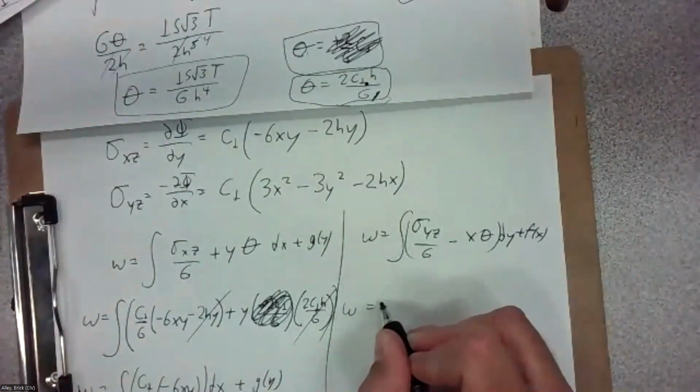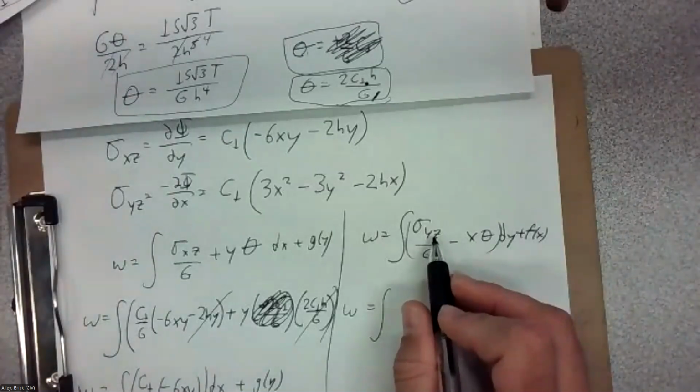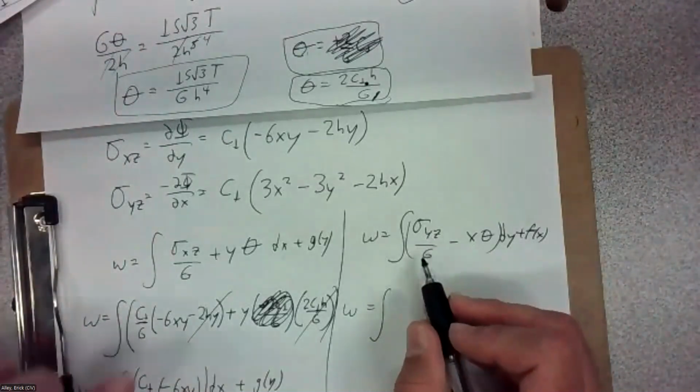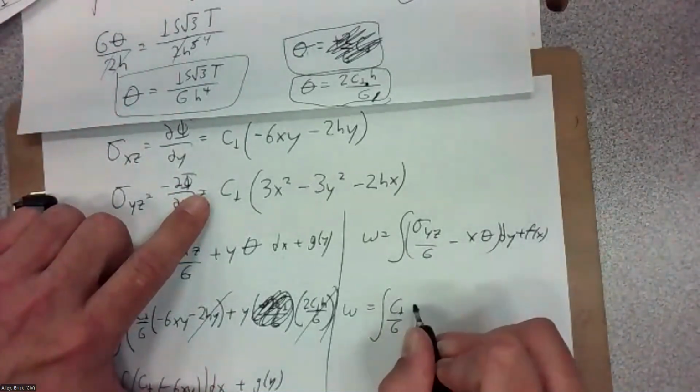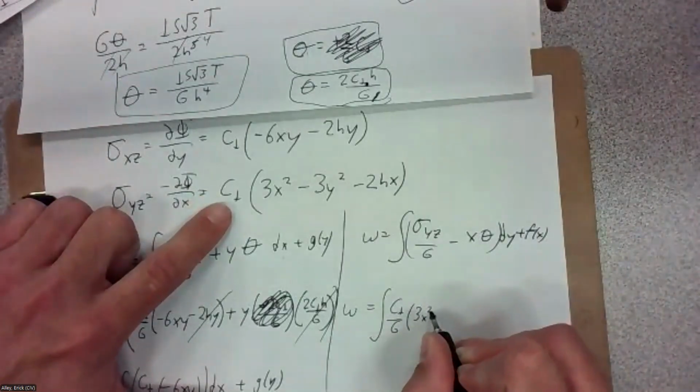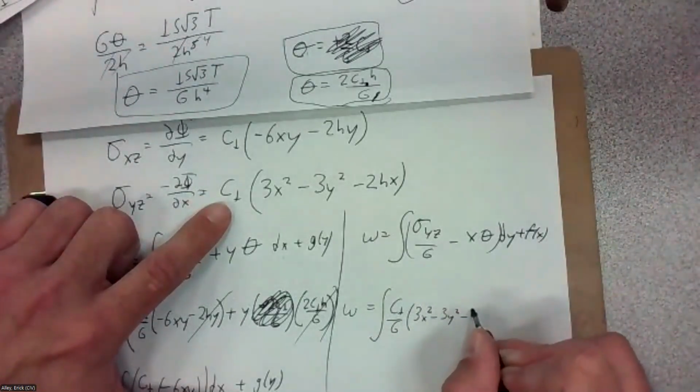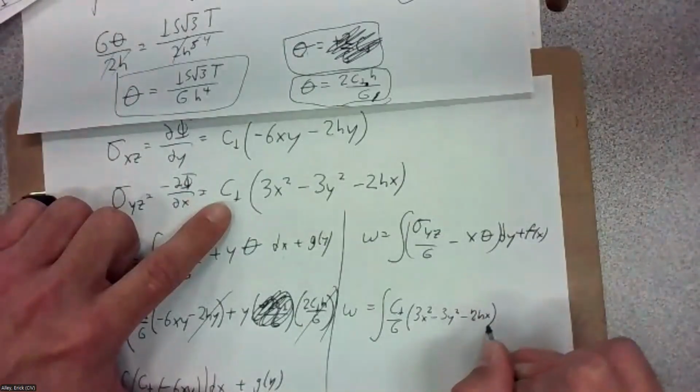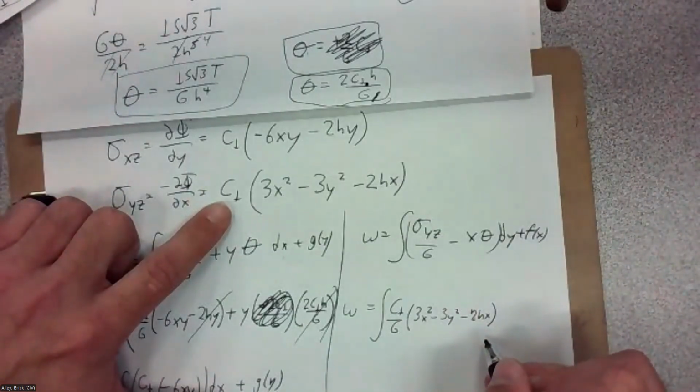Over here, I've got sigma yz over G. So I've got C1 over G, and then three terms: 3x squared minus 3y squared minus 2hx. You can probably guess that 2hx should be on its way out. Let's see what we've got to work with.